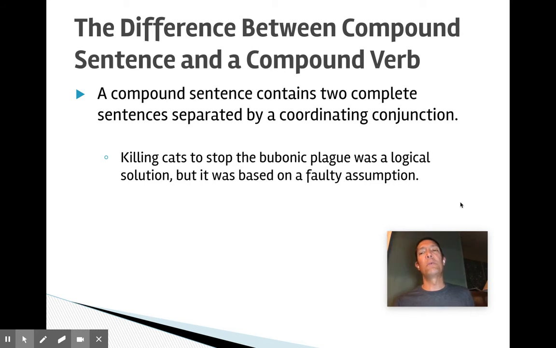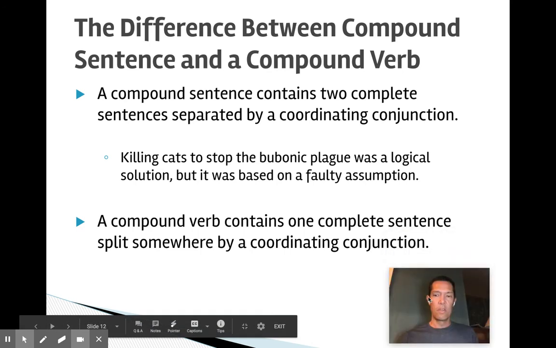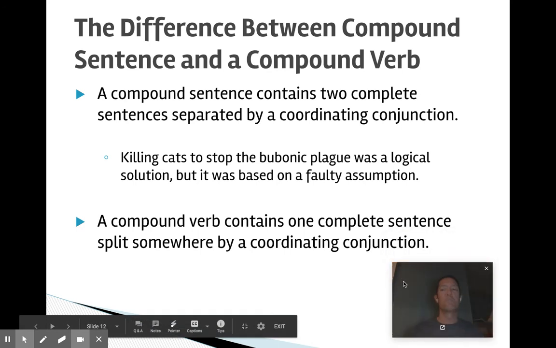And then it was based on a faulty assumption is also a complete sentence. It is the subject, was based is the verb. And prepositional phrase, you don't need that. But it has a complete thought, okay? So that is a compound sentence. A compound verb does not contain 2 complete sentences.